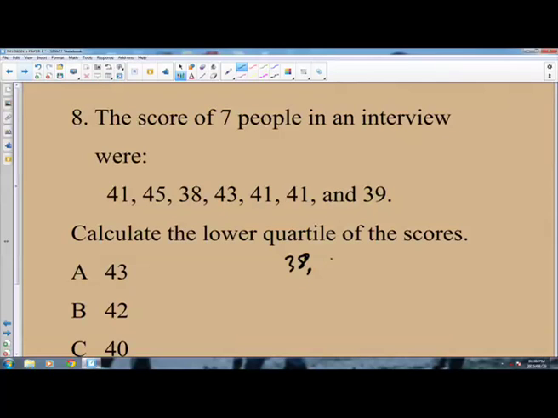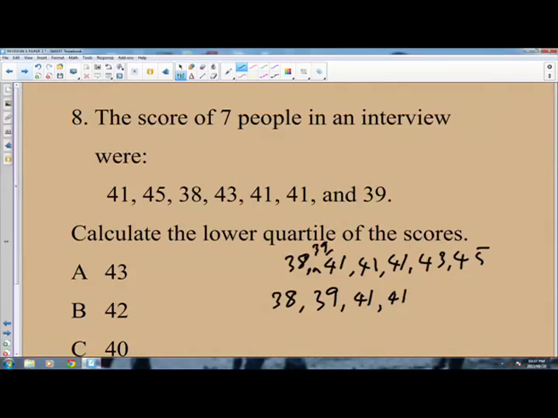38, 41, 41, and then another 41, and then we'll have the 43, 45. There has to be the 39 here. There should be 39 here. So this simply means this is supposed to be written as 38, 39, 41, 41, and then another 41, 43, and then 45.